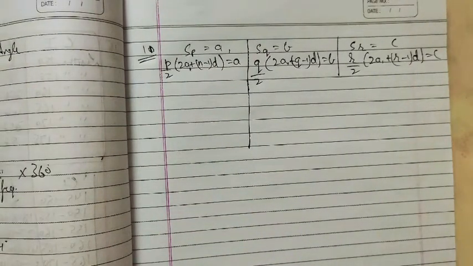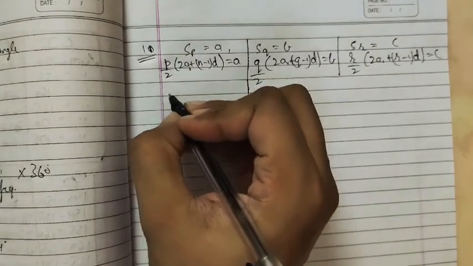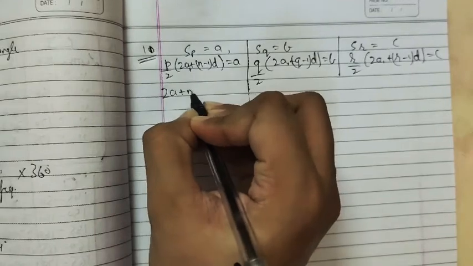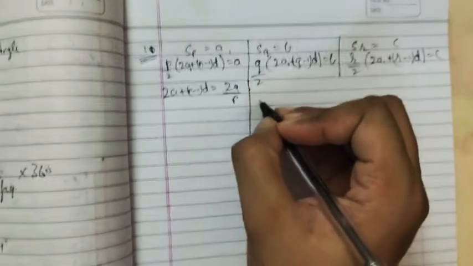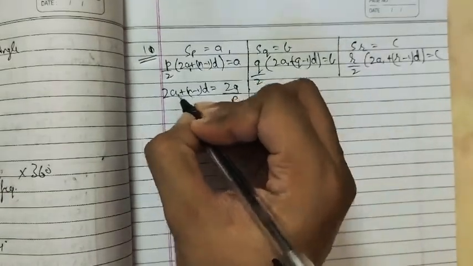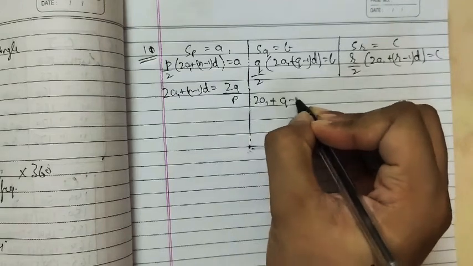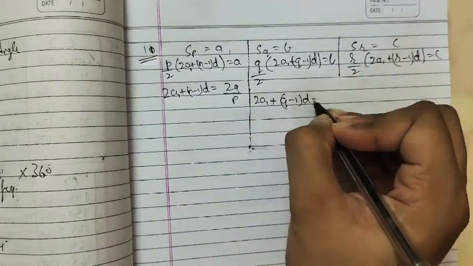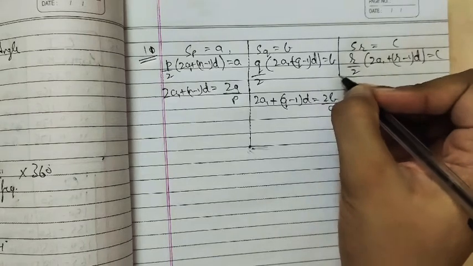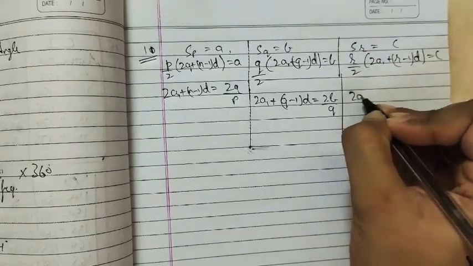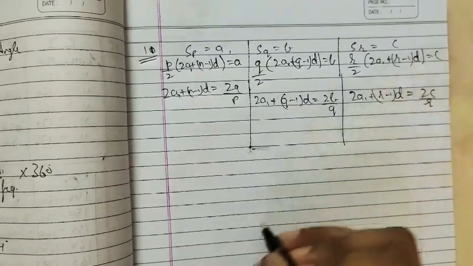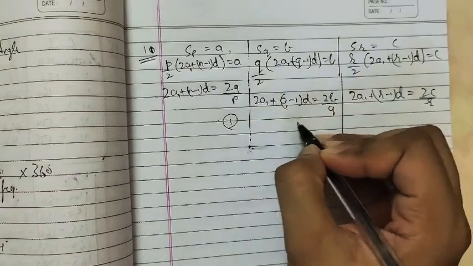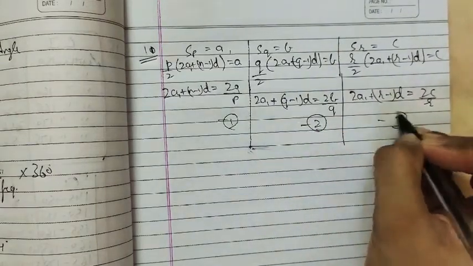So from here we can say 2A plus n minus 1 D is equal to 2A upon P. From here we can say 2A1 plus Q minus 1 D is equal to 2B upon Q. From here we can say 2A1 plus R minus 1 D is equal to 2C upon R, right? So let it be first equation, this be second equation, and this be third equation, right?